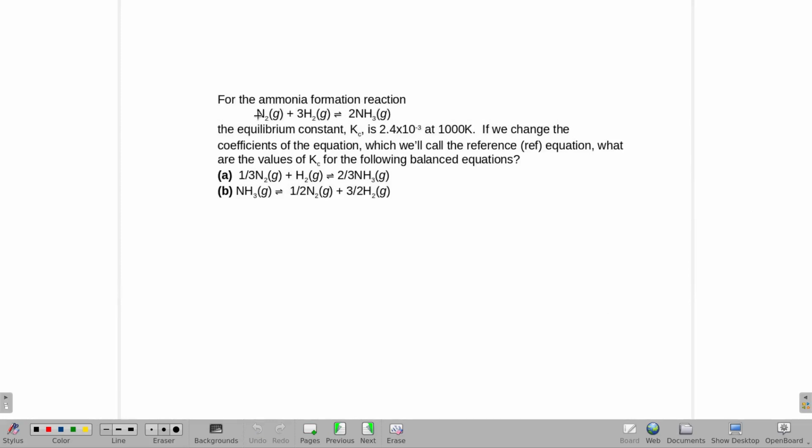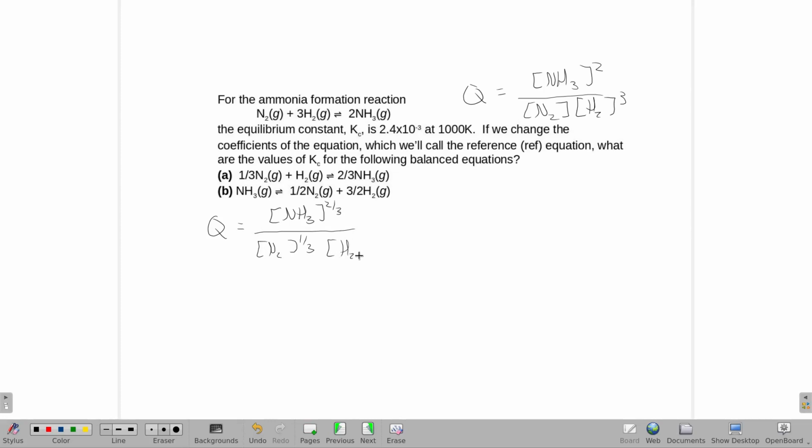Alright, so we've got our equation, and we're going to come up with a Q for it just so we have it written as practice. So it's going to have the NH3 squared all over N2 and H2 cubed. Products over reactants. Alright, let's look at A, and let's come up with a Q for that one. Products is the NH3, and it's going to be to the 2/3, and on the bottom is the N2 to the 1/3, and just a single hydrogen.